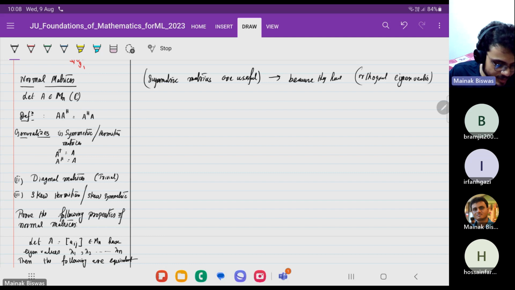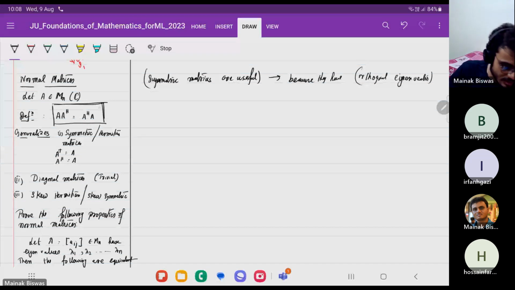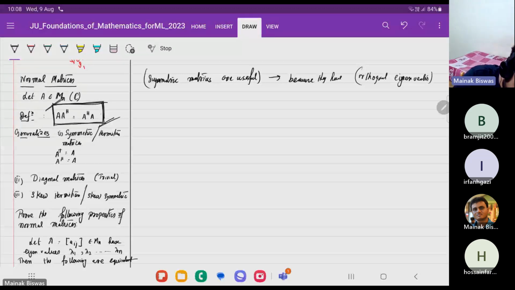So normal matrices are defined as A Hermitian A equal to A A Hermitian. Please pay attention here, because this is what we'll be using for the next 45 minutes to 1 hour, which is this definition that we have here: A Hermitian A equal to A A Hermitian, given that A is a square matrix.